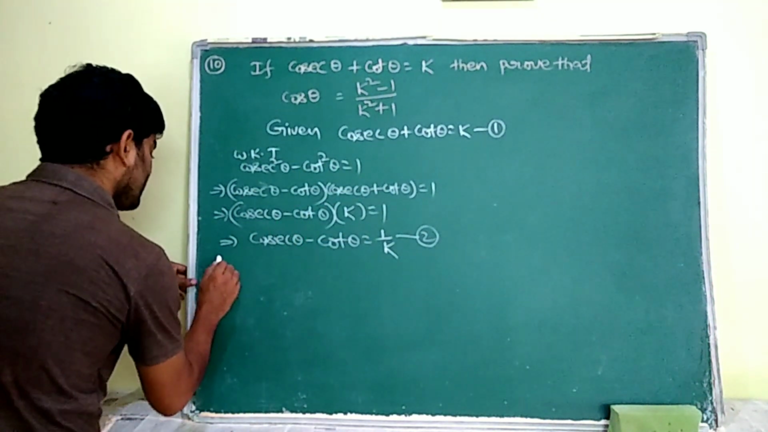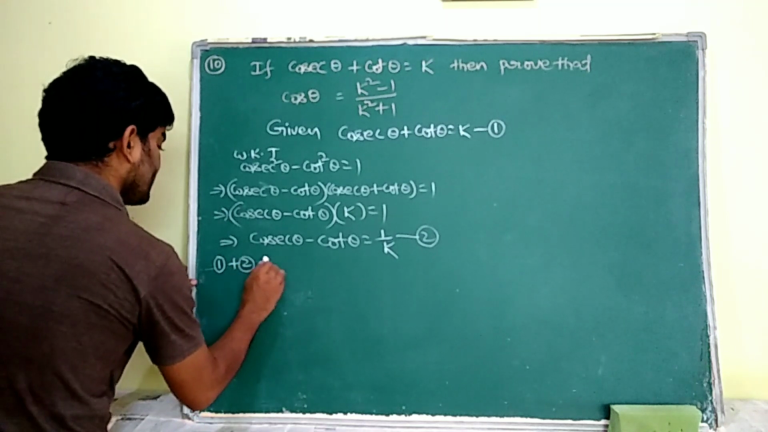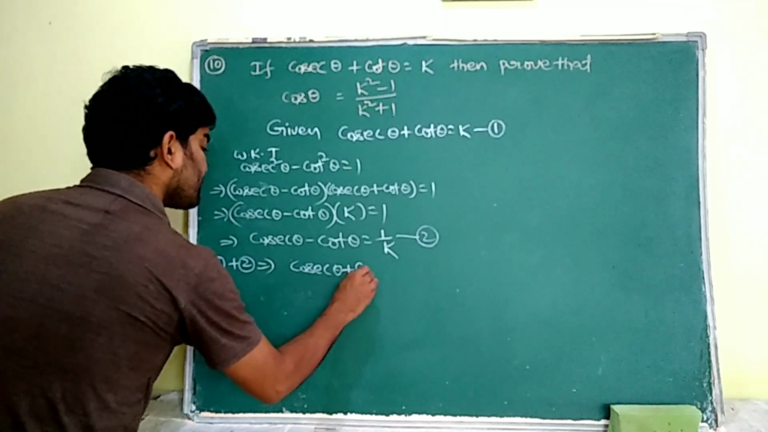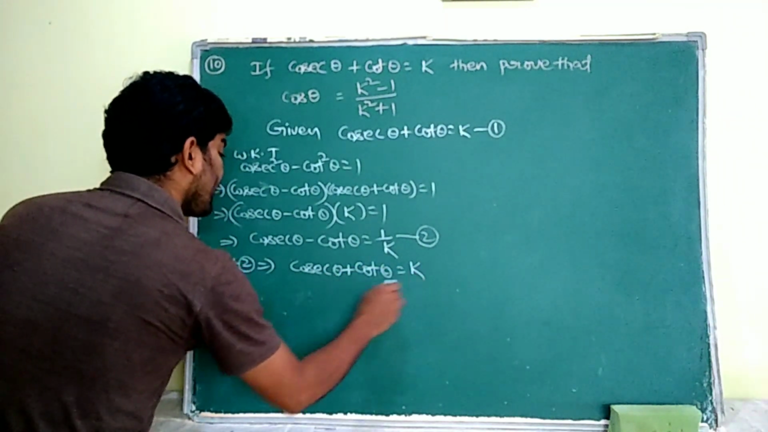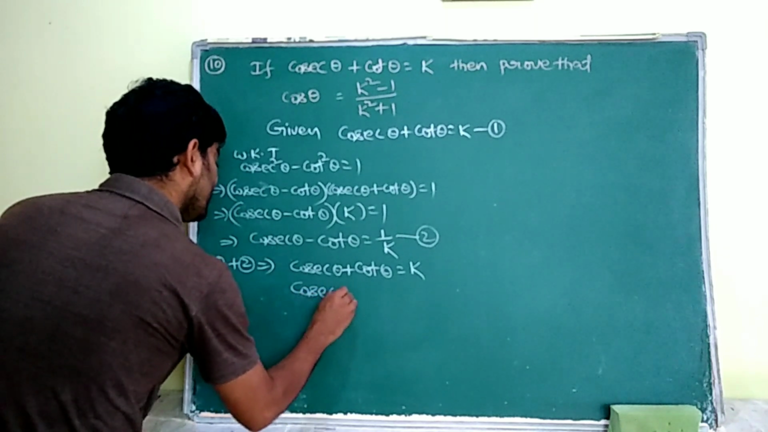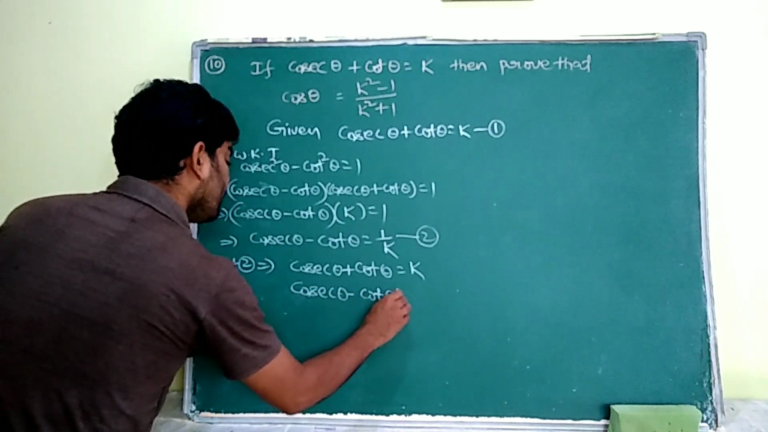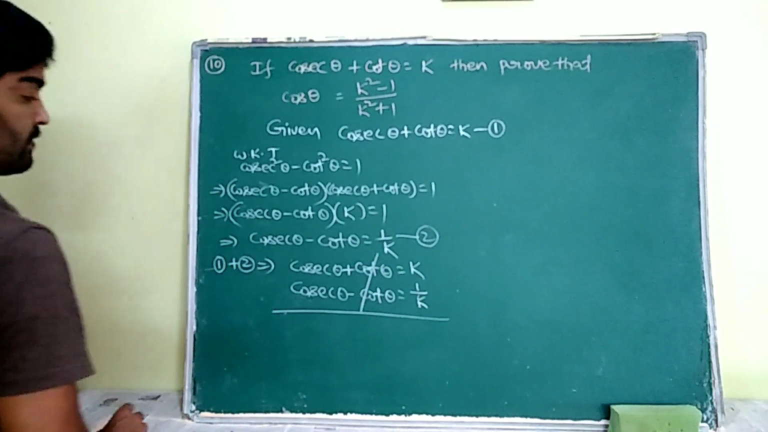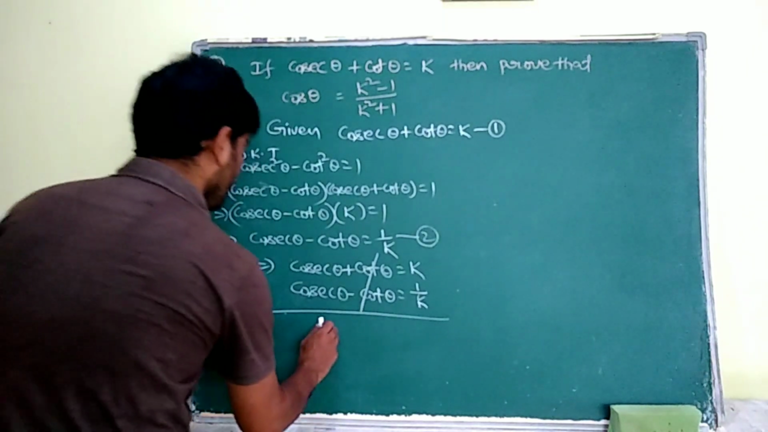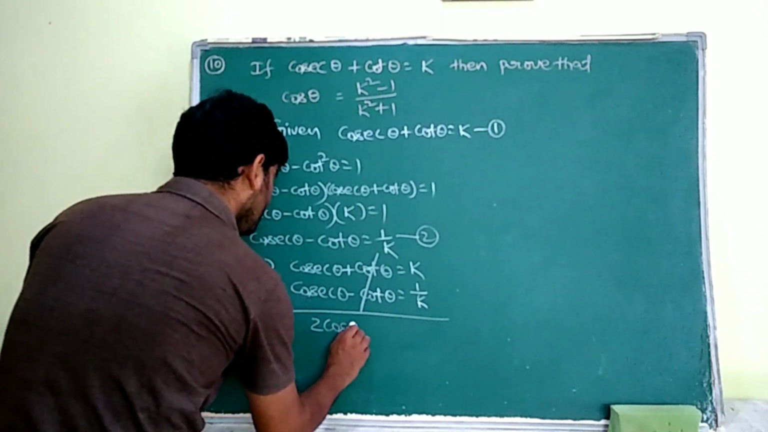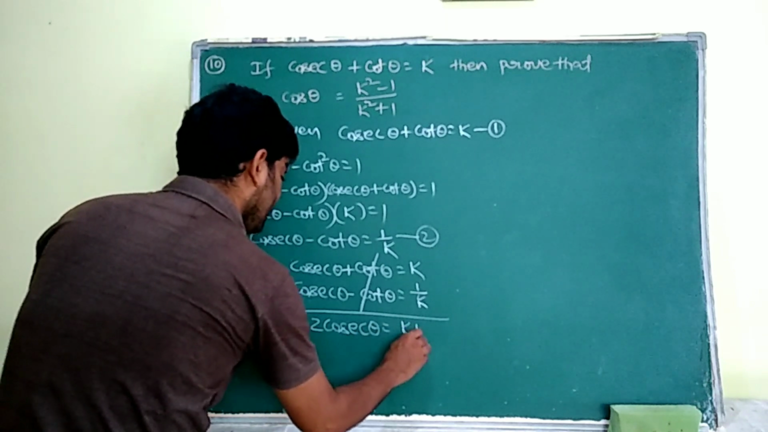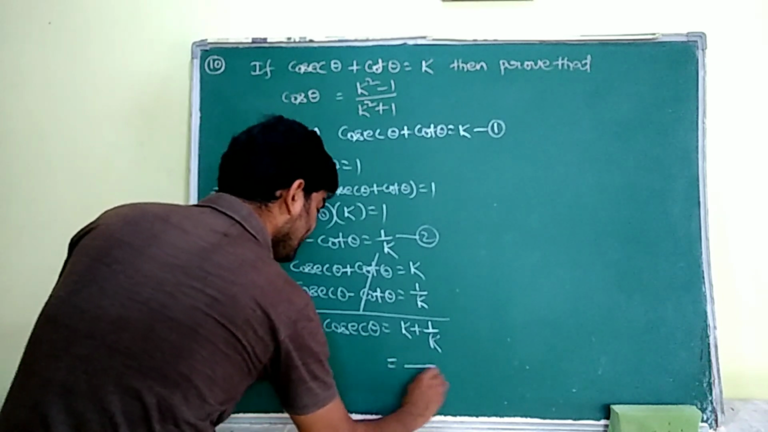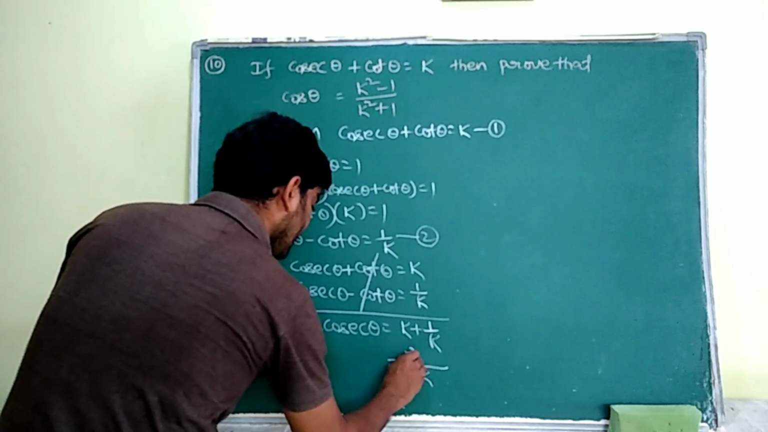Firstly, add these two equations. 1 plus 2 implies cosecant theta plus cot theta is equal to k, and cosecant theta minus cot theta is equal to 1 by k. By adding these two, cot values are going to be cancelled. And 2 cosecant theta is equal to k plus 1 by k. That implies, just take the LCM here, k, and it is k square plus 1.